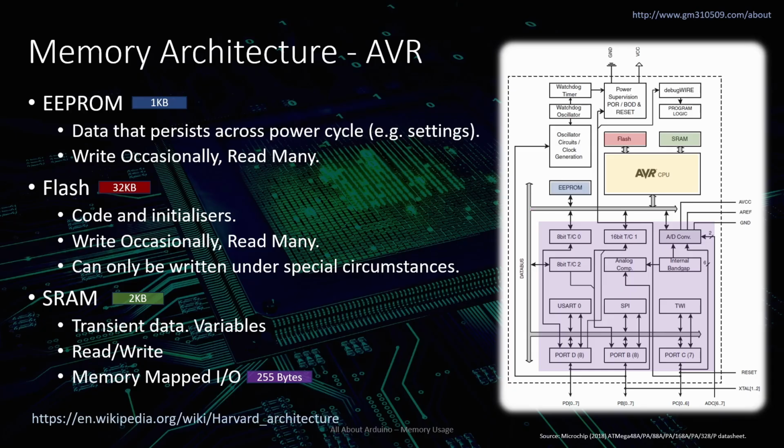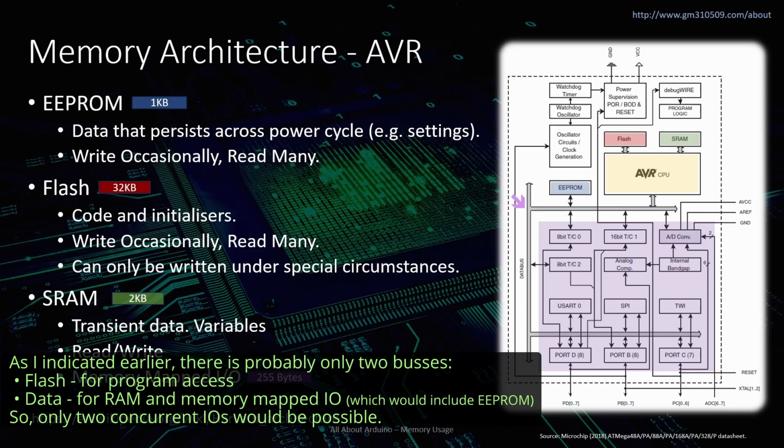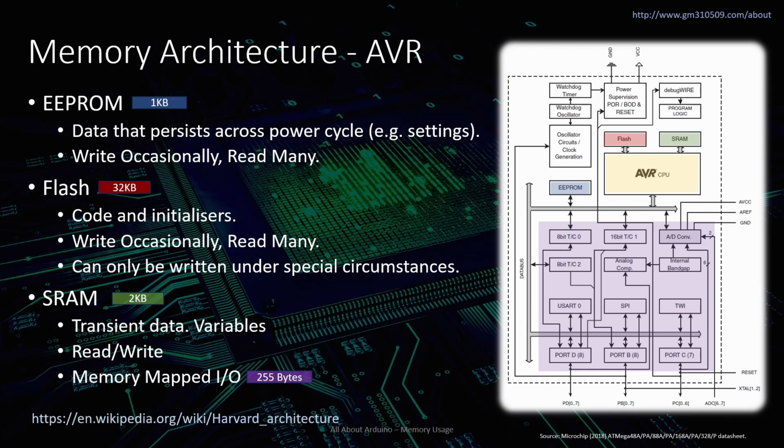And we can see here that the memory mapped I/O shares the same bus as the EEPROM, so you can't do memory mapped I/O and EEPROM at the same time, but you can access RAM and flash at the same time as doing this. So what's this purple bit? Well, there's a few clues here.